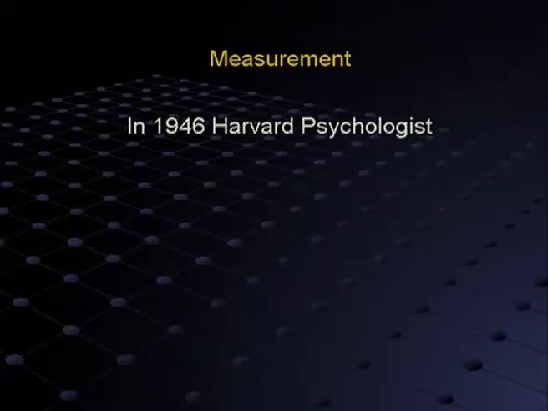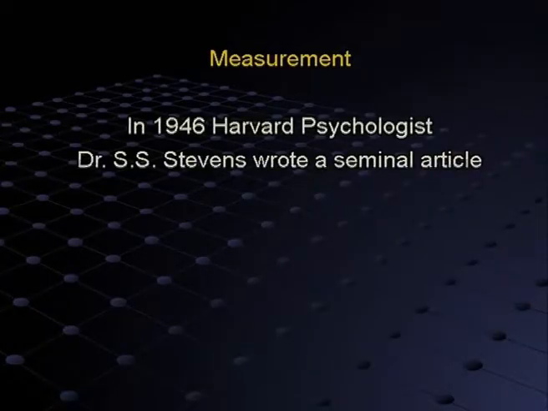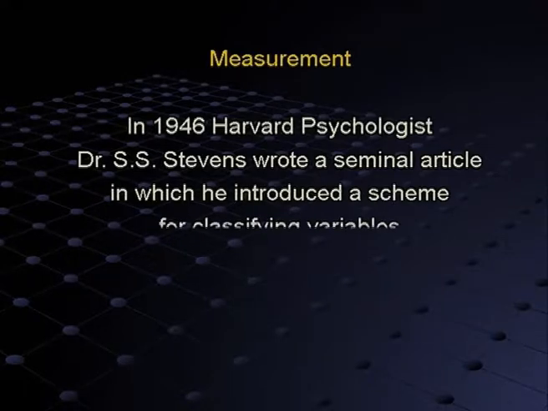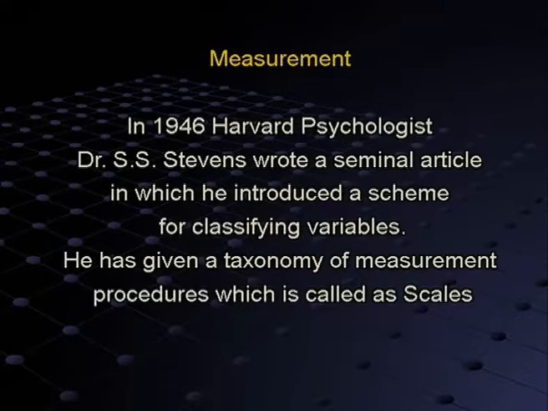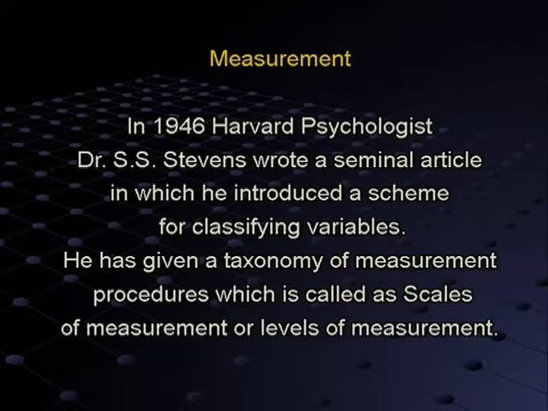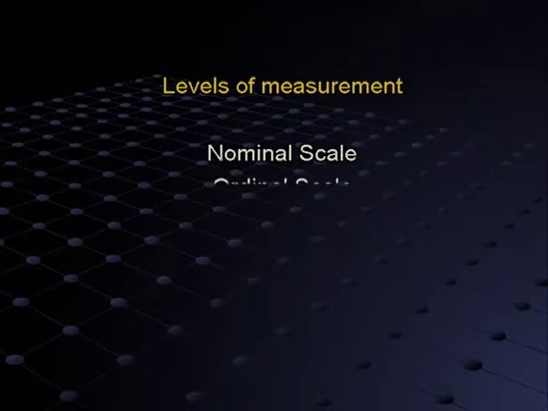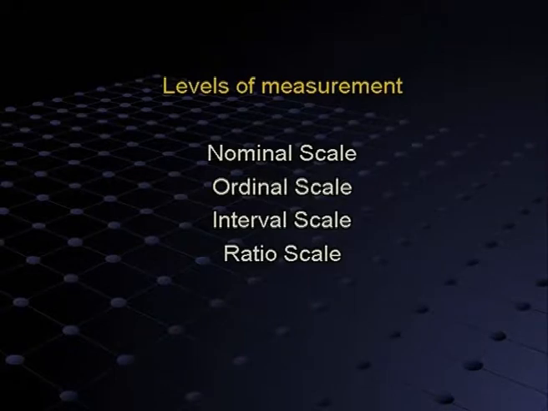In 1946, the Harvard psychologist Stevens gave a classification on measurement, and according to him there are basically 4 different levels of measurement, or he also calls these scales of measurement. According to him, the different scales of measurement are nominal scale, ordinal scale, interval scale and ratio scale. The first one is nominal scale. So now we will try to understand what this nominal scale is.